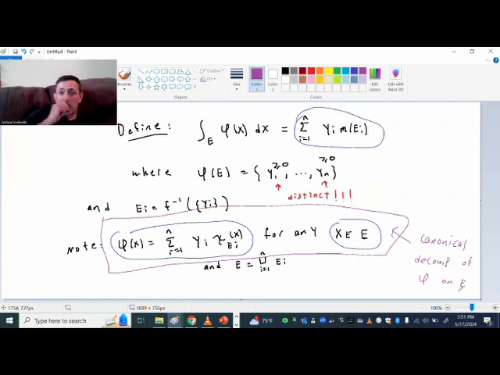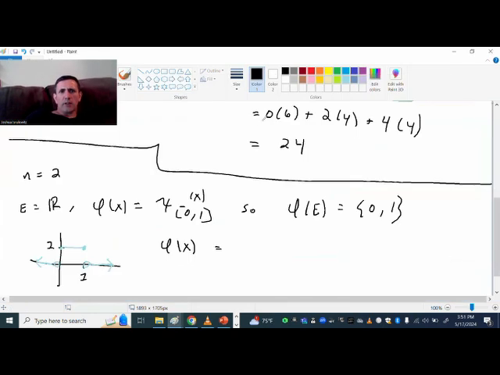Usually I don't even say on E, but yeah. And so to be clear here, again, the image is the y's where these are distinct, y1 to yn. So in this case, the canonical decomposition of my simple function is simply 0 times the characteristic function of R take away 0 to 1, plus 1 times the characteristic function of 0 to 1.